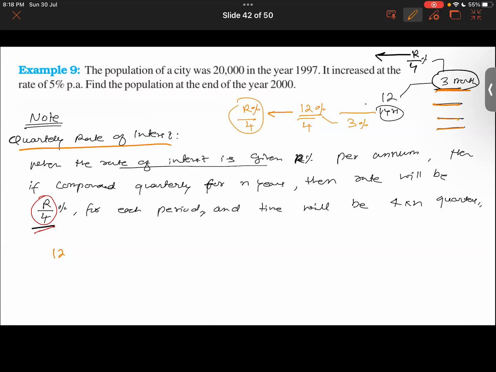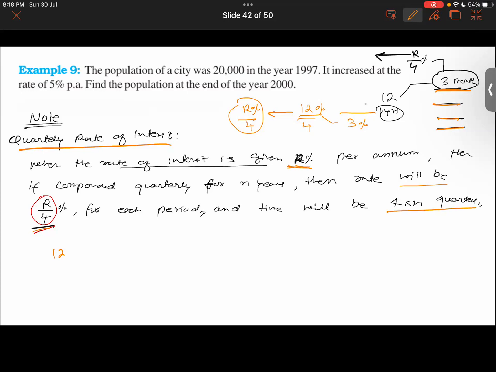Can you repeat? Okay, I will repeat here. Look, when the rate of interest is given as R% for a year, the bank charges you R% interest for the whole year. Then if compounded quarterly, and you are trying to find the compound interest for 3 months, the rate will be R upon 4. Basically it becomes 1/4. Okay.